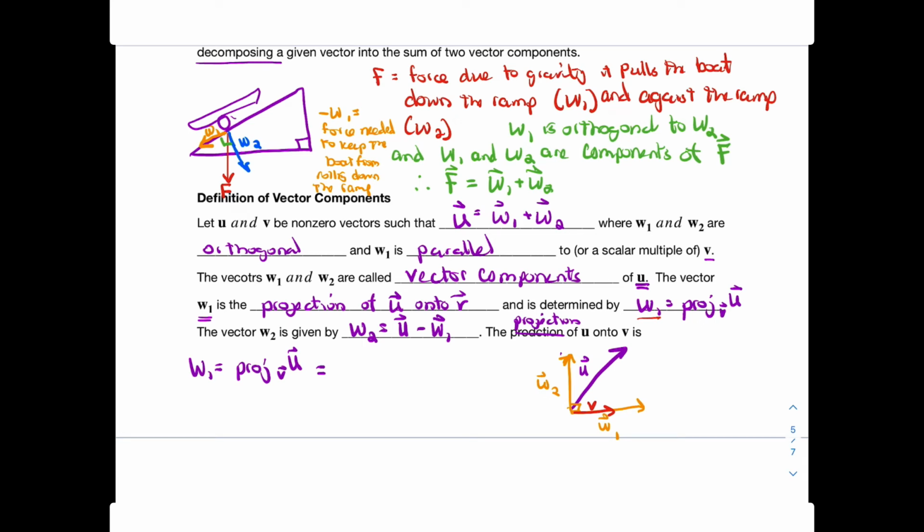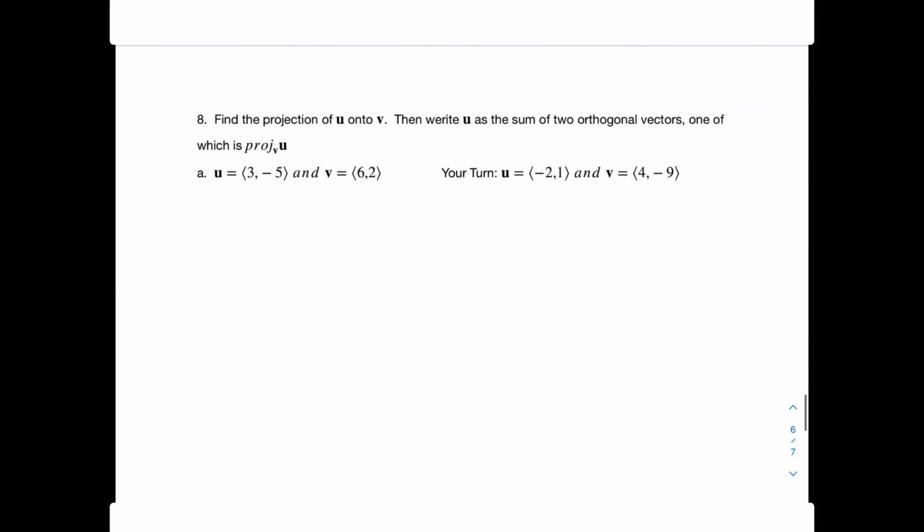All right, so how do we get that? Well, the formula is the projection of vector u onto vector v is equal to the dot product of vector u and vector v, divided by the magnitude of vector v squared, and then all of that times vector v. And you can research that online if you want to see where that formula came from. We just don't have the time to go through it in this video. So let's try an example.